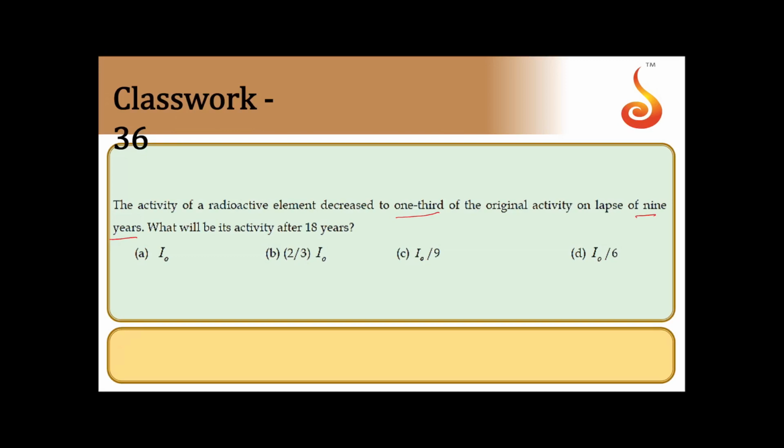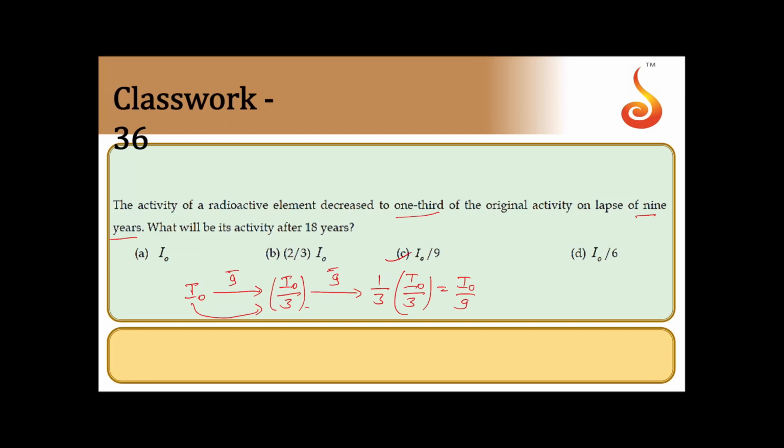Initial activity, let it be I naught. After 9 years, it reduces to I naught by 3. Now what they are asking is what happens after 18 years. That means from here again 9 years. So this time interval is same. From here to here it became 1/3. So from here to here also it will become 1/3. So it will become 1/3 of I naught by 3, that is I naught by 9. So that is option C.